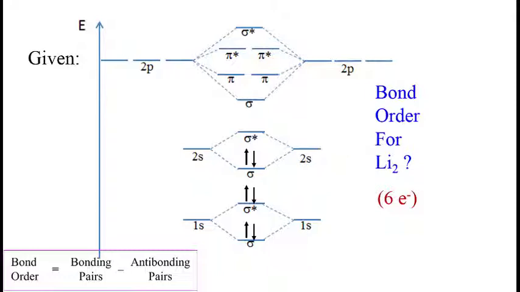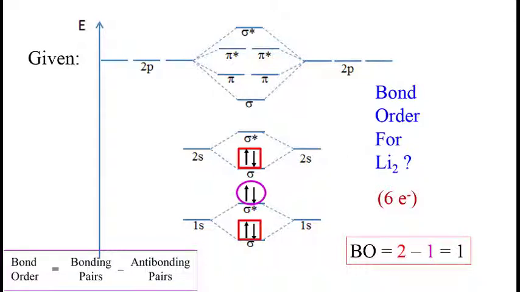Next, we need to find out how many bonding pairs there are. We see 2 sigma bonding orbitals that each contain a pair of electrons. There is 1 pair of electrons in an anti-bonding orbital. Using the formula, we find that the bond order is 1. We predict a single bond in the molecule.